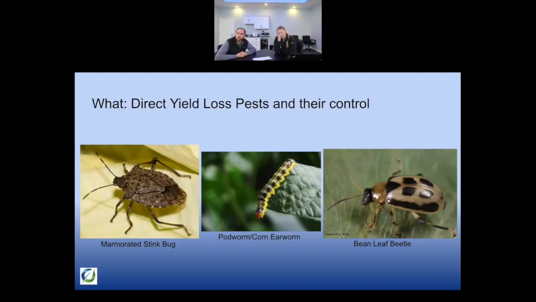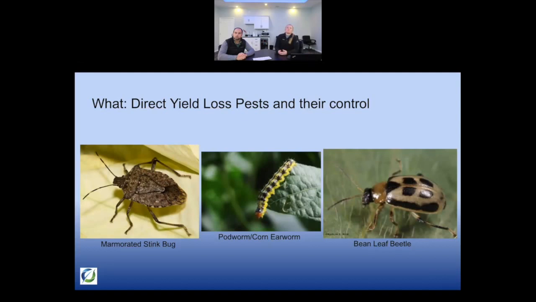So moving right along, the middle picture there is going to be a podworm, or commonly known as a corn earworm. And we commonly would probably look at that and think, nope, that's corn earworm. And it is. Same colors and body types and legs and everything that a corn earworm has. Treatment would be justified when 20% or more defoliation occurs during pod fill, or one or more larvae are present per linear foot of row.